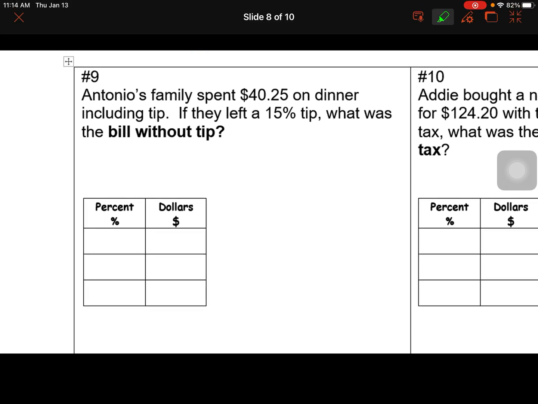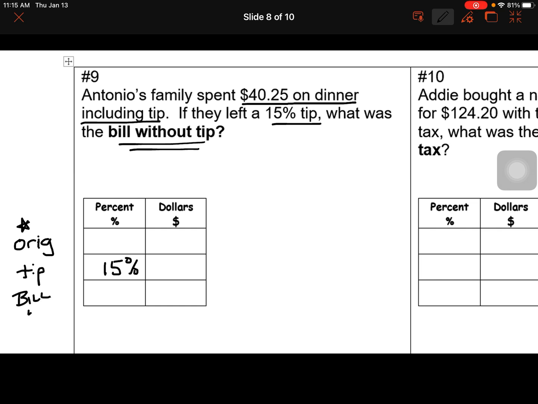So once again, we're going to write that this is my original here, and let's read the question and see what we're looking for. Antonio's family spent $40.25, including the tip. Okay, they left a 15% tip. What was the bill without the tip? So we're looking for the original this time. It was a tip question, so this is our tip, and we're doing a 15% tip. Sometimes it's 20, and this would then be the bill with tip down at the bottom.